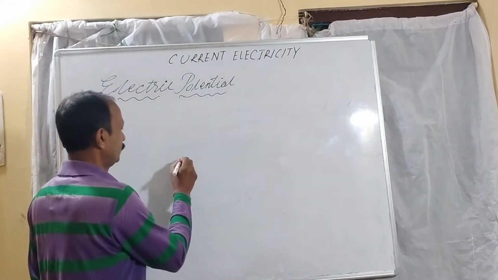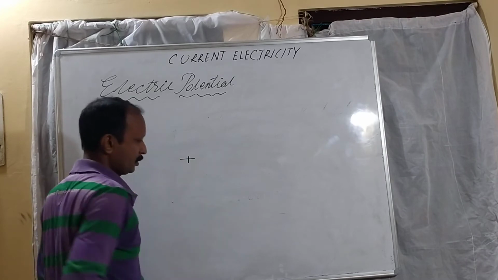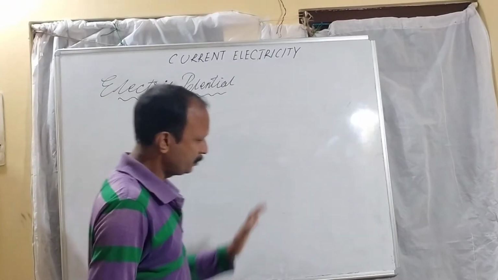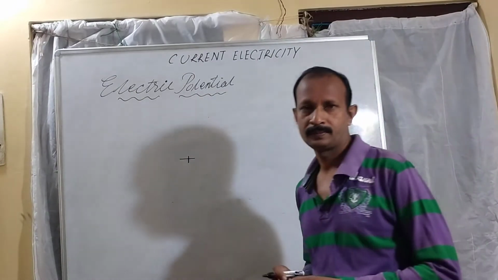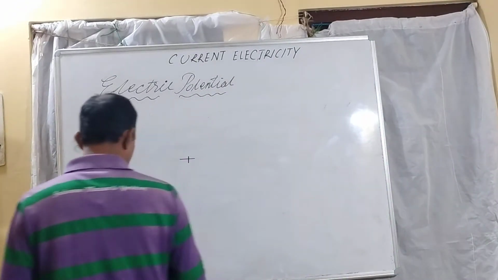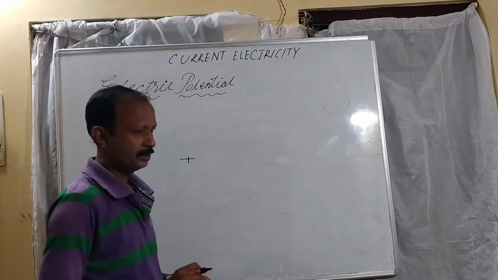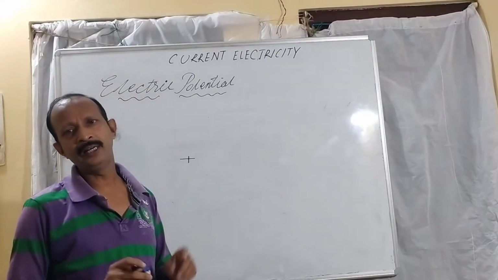See here. Suppose this is a positive charge I have taken. You think this is a big positive charge. Surrounding this charge, there is an electric field.